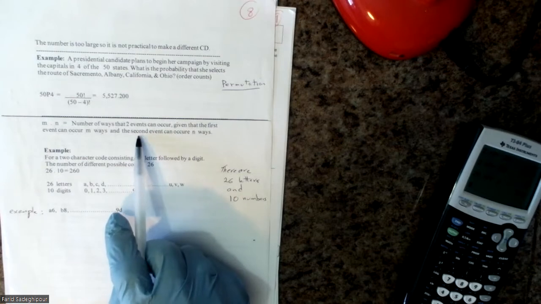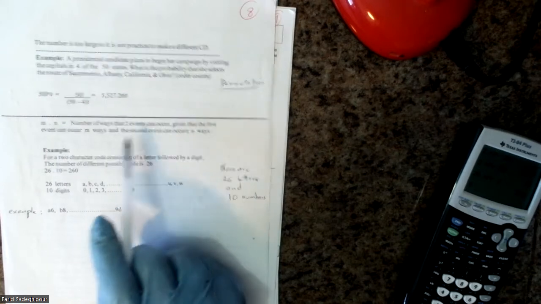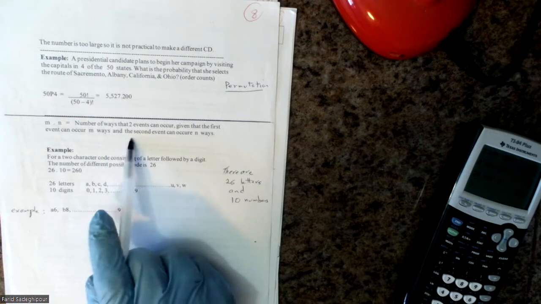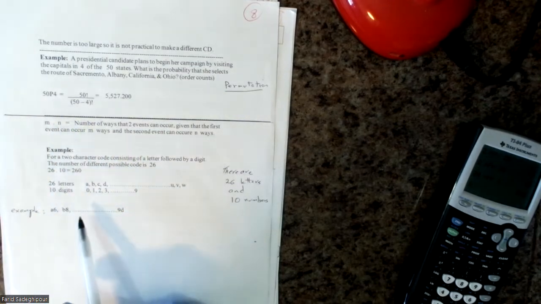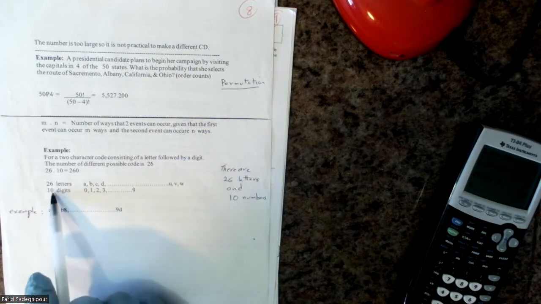Again, these are examples. Number of ways that 2 events can occur, given the first event can occur M ways and the second N ways, this is another formula: M times N. A 2 character code consists of a letter followed by a digit. If you want a letter followed by a digit, what's the possibility of the letter? There are 26 letters in the alphabet, and there are 10 digits, 0, 1, 2, 3, up to 9. So it would be multiplication in this case.